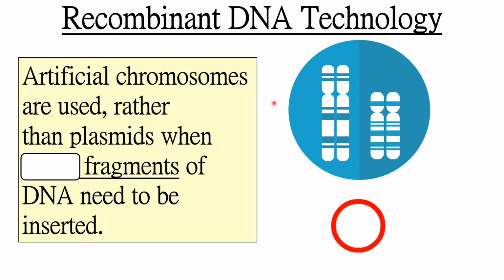Something that came up before, we did say that you could have artificial chromosomes, and so often the vector is plasmids. However, when you've got particularly large fragments of DNA, what it might mean is the plasmid can't cope with that. So that would be an instance in which you would use an artificial chromosome rather than a plasmid for larger genes.